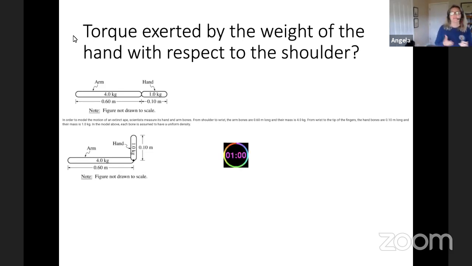Okay, so we need the definition of torque, which is rF sine theta. So here's your pivot point, all the way to the left of the arm where the shoulder is, right? And then you want the torque from the weight of the hand. So the weight of the hand acts here. So that would be the mass of the hand times g, right? So r is this distance here, that vector.